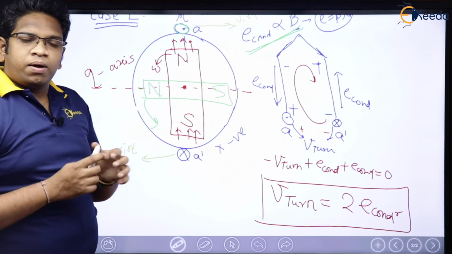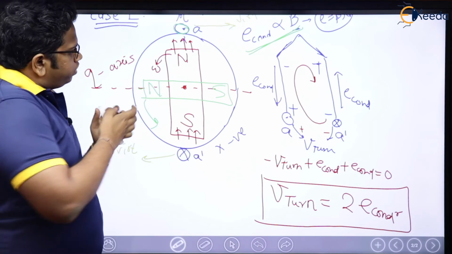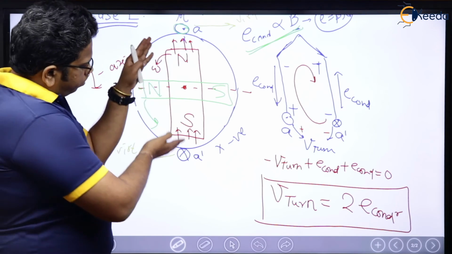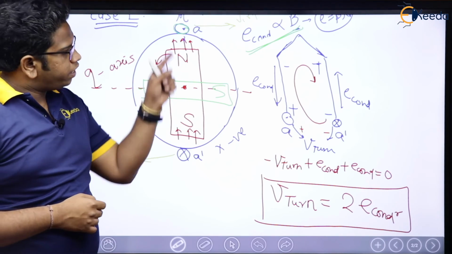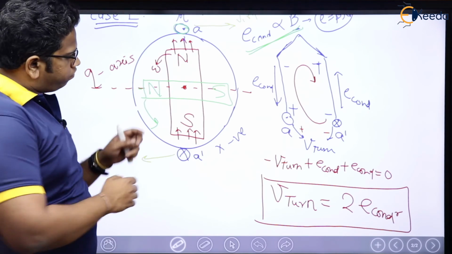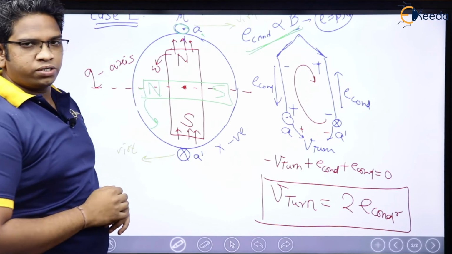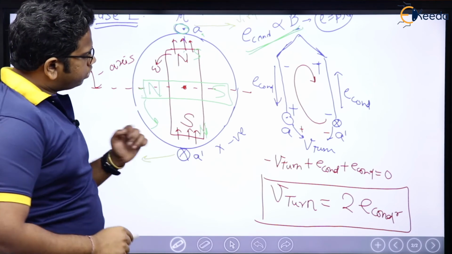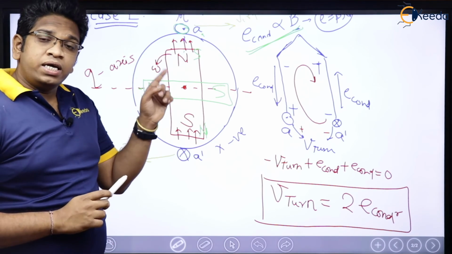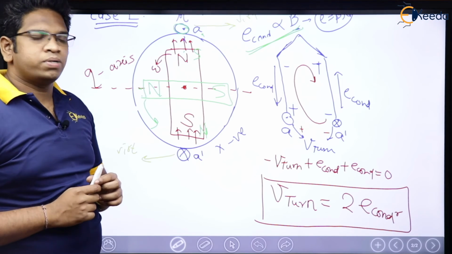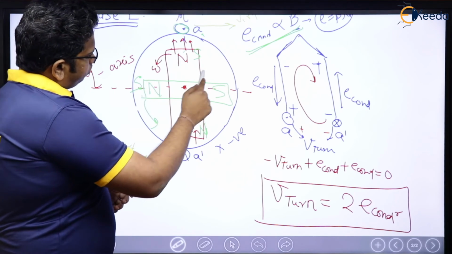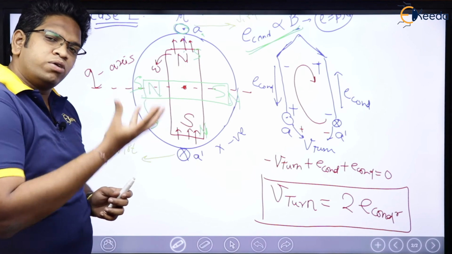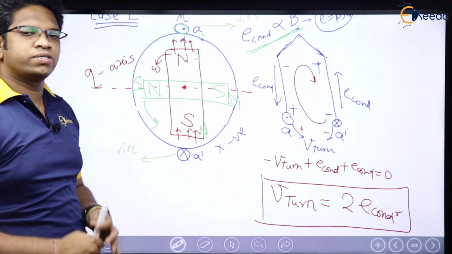At first there was maximum positive induced voltage when north was there and south was here. Then I rotated it by 90 degrees, and the conductor A has 0 EMF. Now again I rotated it 90 degrees. South came here, north came here, and the induced EMF became negative maximum. Then again this south came here and this north came here, so 0. Which means 0, positive max, 0, negative max, 0, positive max, 0, negative max.